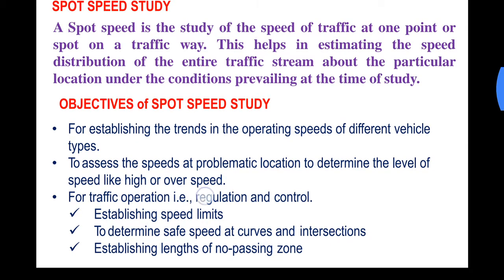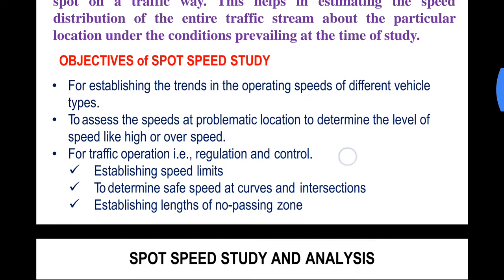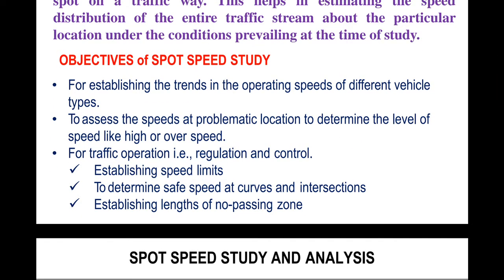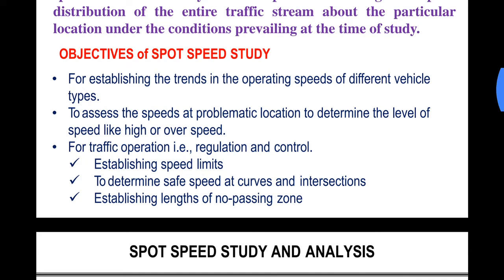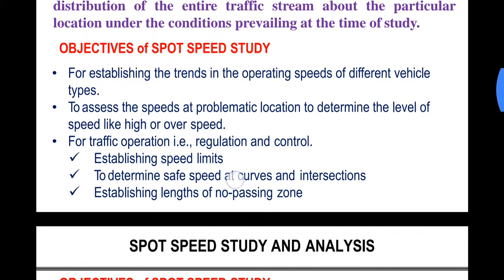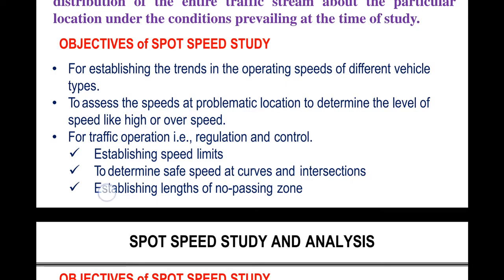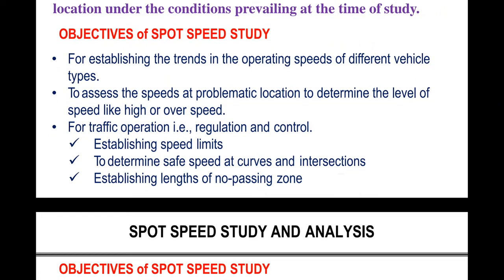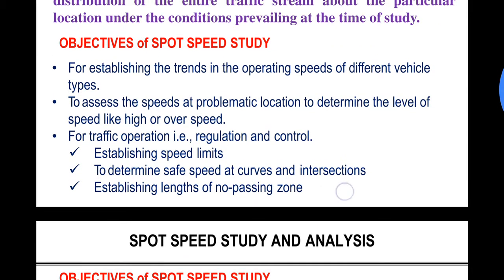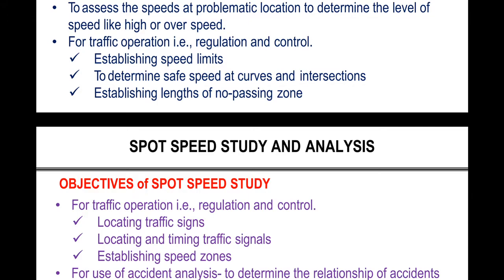For traffic operation such as regulation and control, okay, so for regulating and controlling the vehicles on the roads, we need to understand or know the spot speed of that vehicle. Okay, for establishing speed limits, to determine safe speed at curves and intersections, and establishing lengths of non-passing zone. Okay, so what is a non-passing zone? It is a zone at which we do not allow any overtaking operation.